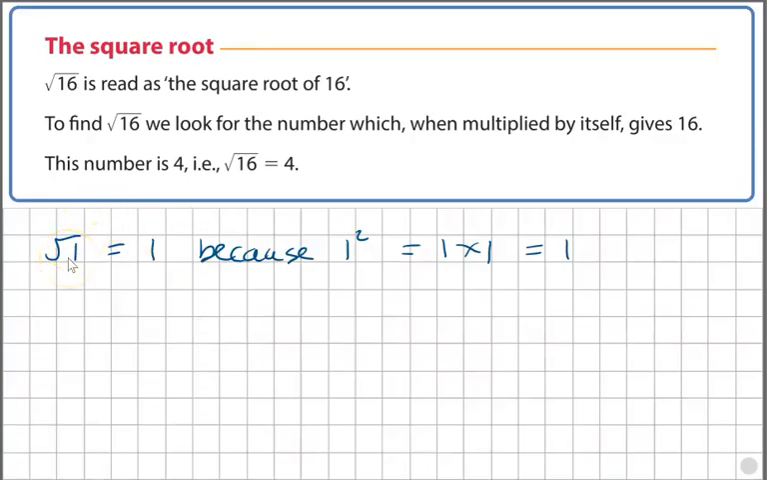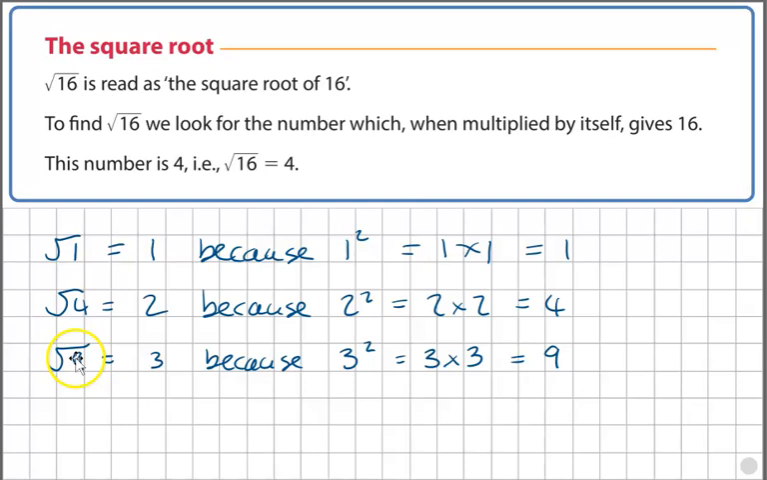So the square root of 1 is equal to 1, because 1 squared is 1 times 1, which is 1. Likewise, the square root of 4 is equal to 2, because 2 squared is 2 times 2, which is 4. The square root of 9 is equal to 3, because 3 squared is 3 times 3, which is equal to 9. And the square root of 16 is 4, because 4 squared is equal to 4 times 4, which is equal to 16, and so on.